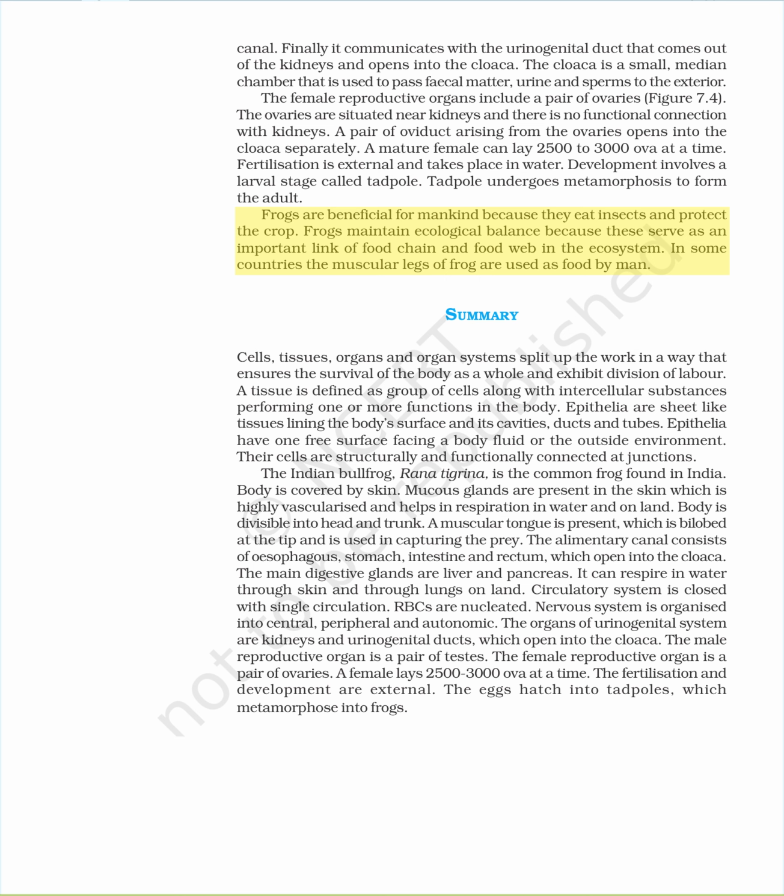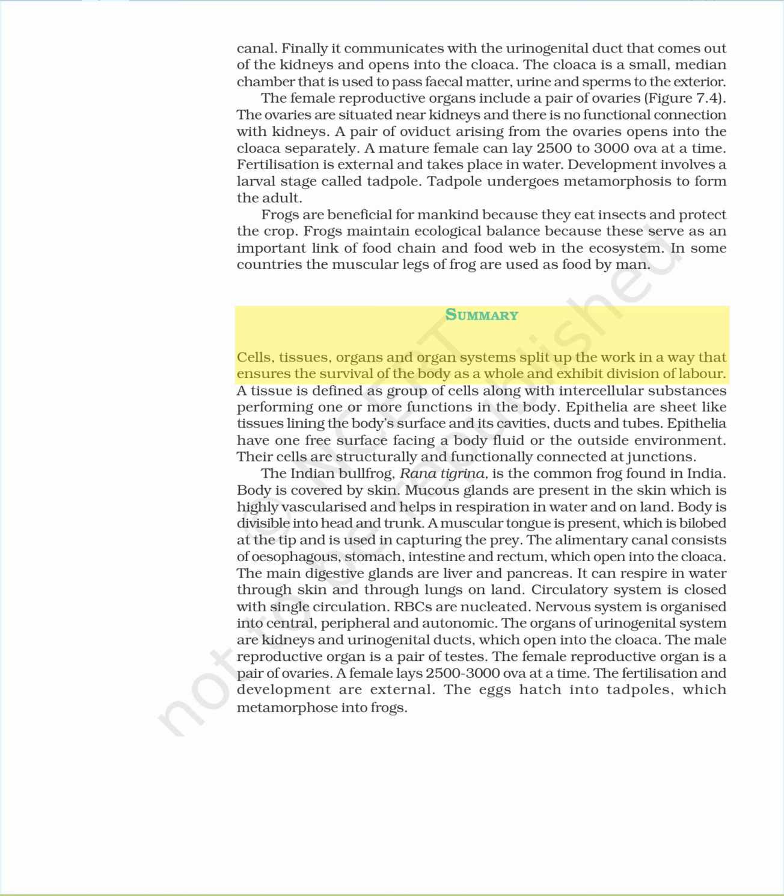Frogs are beneficial for mankind because they eat insects and protect the crop. Frogs maintain ecological balance because these serve as an important link of food chain and food web in the ecosystem. In some countries, the muscular legs of frog are used as food by man.